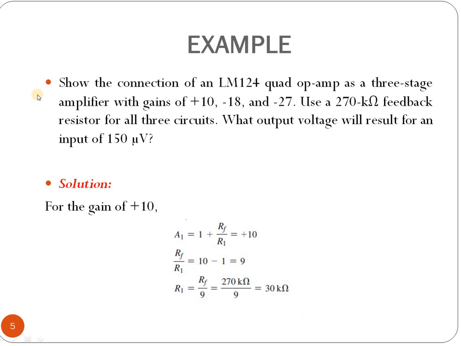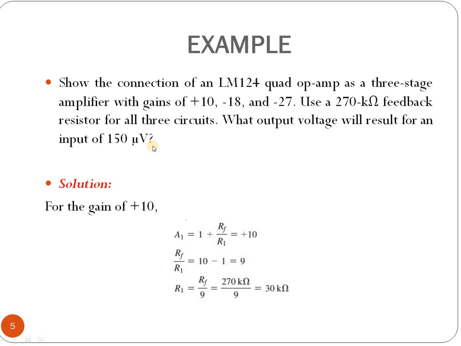Another example: show the connection of an LM124 quad op amp as a 3-stage amplifier with gains of +10, -18 and -27. Use a 270 kilo ohm feedback resistor for all the 3 circuits. What output voltage will result for an input of 150 microvolt?